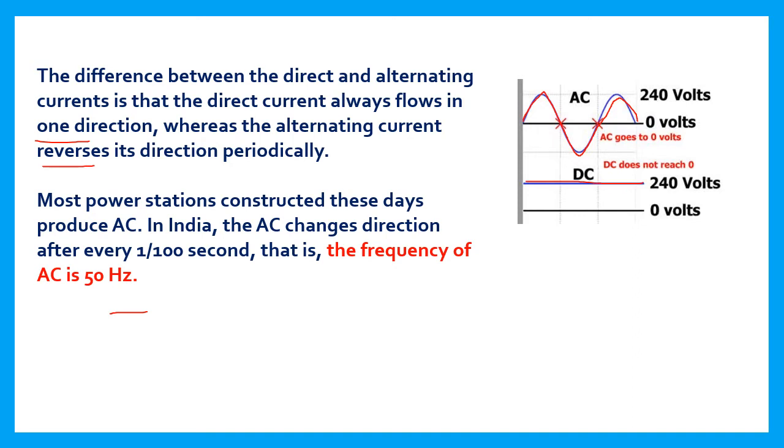Most power stations constructed these days produce AC. Producing AC is easier in comparison to DC. In India, alternating current changes its direction every 1/100 second. It means the frequency of AC is 50 Hertz. Why? Because 50 times positive and 50 times negative.